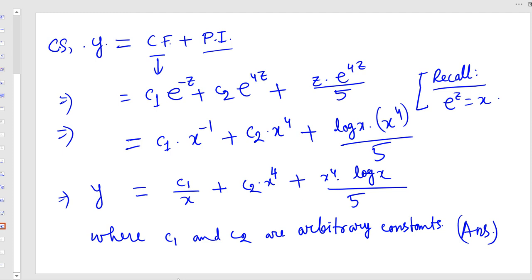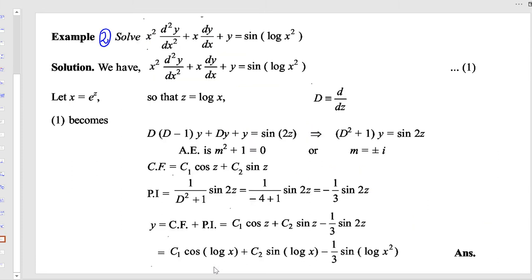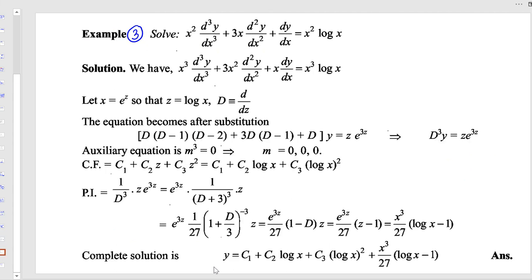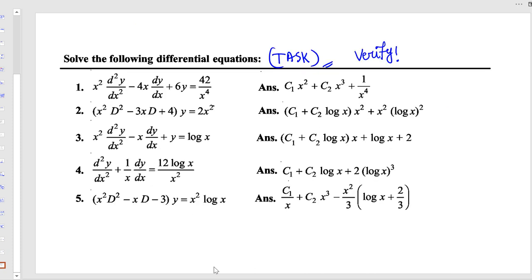And then you can solve other problems for practice. Verify this result. Problem 2, another problem, you verify it. After verification, you try to solve these problems also. These are practice problems. Okay.